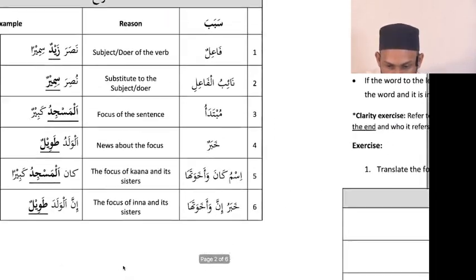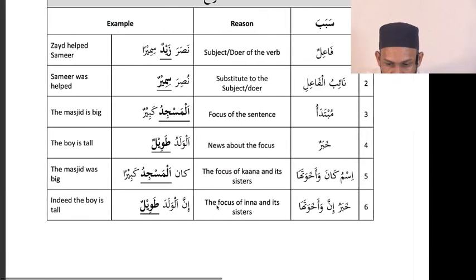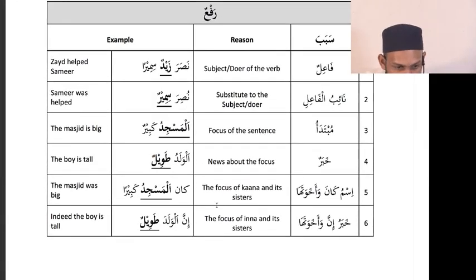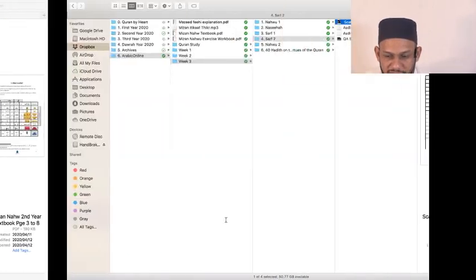Okay, someone says there's a mistake here. Yes, there's a mistake here, number 6. Good, thank you for pointing it out, brother Ramzay. There should be the news about inna, not the focus of inna, because of the khabru inna. That's a mistake here, I must correct it, inshallah. It was a part of proofreading.